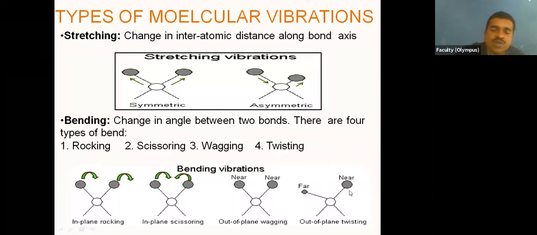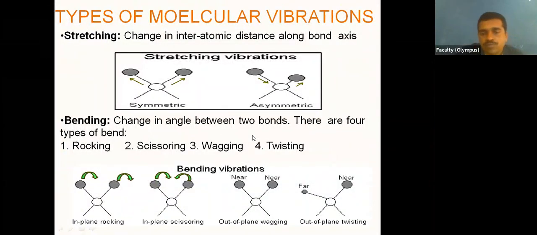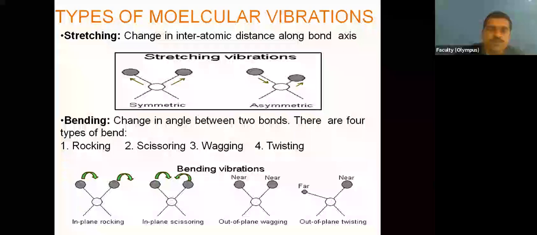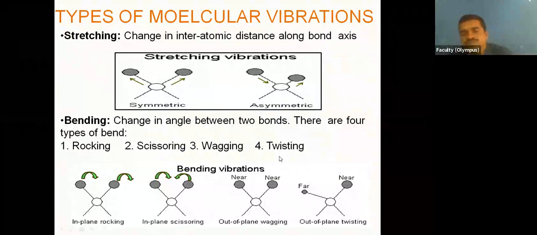Such different vibrations are there in polyatomic molecules, mainly two types: stretching vibrations and bending vibrations. Many times this question is asked: what are the types of vibrations in a molecule? We have to give first the stretching vibrations, two types: symmetric and asymmetric. Then the bending vibrations, four types: rocking, scissoring, wedging, and twisting.